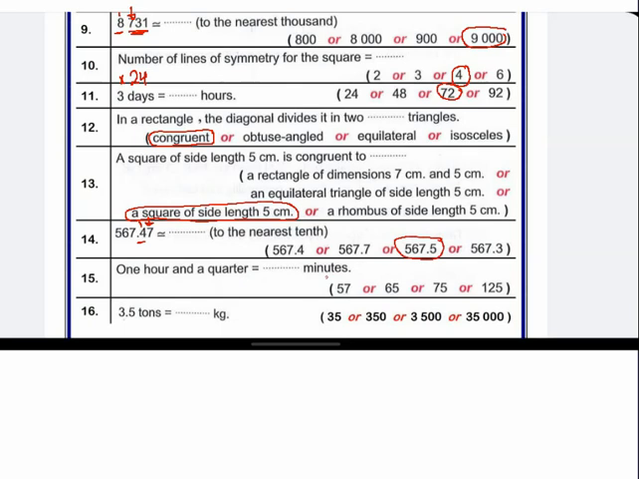1 hour and a quarter equal how many minutes? Ask yourself how many minutes per hour. It will be 60, so 1 hour equals 60 minutes, and plus a quarter, it means 15 from the table, so it will be 60 plus 15, it will be 75. 5 plus 0, 5, 1 plus 6, 7.